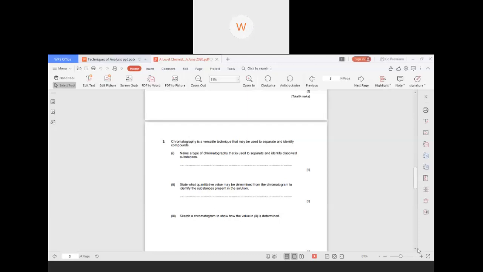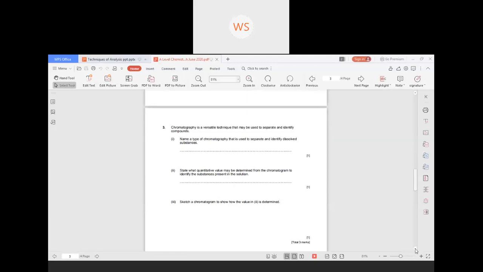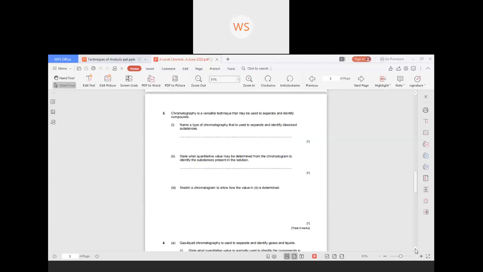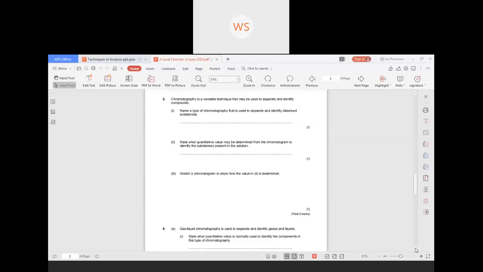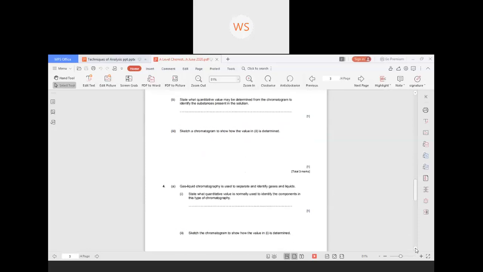And then the third point: sketch a chromatogram. You can draw any paper chromatography, preferably paper chromatography because it's simple to draw. Do not draw GLC, do not draw HPLC, make the simple one.